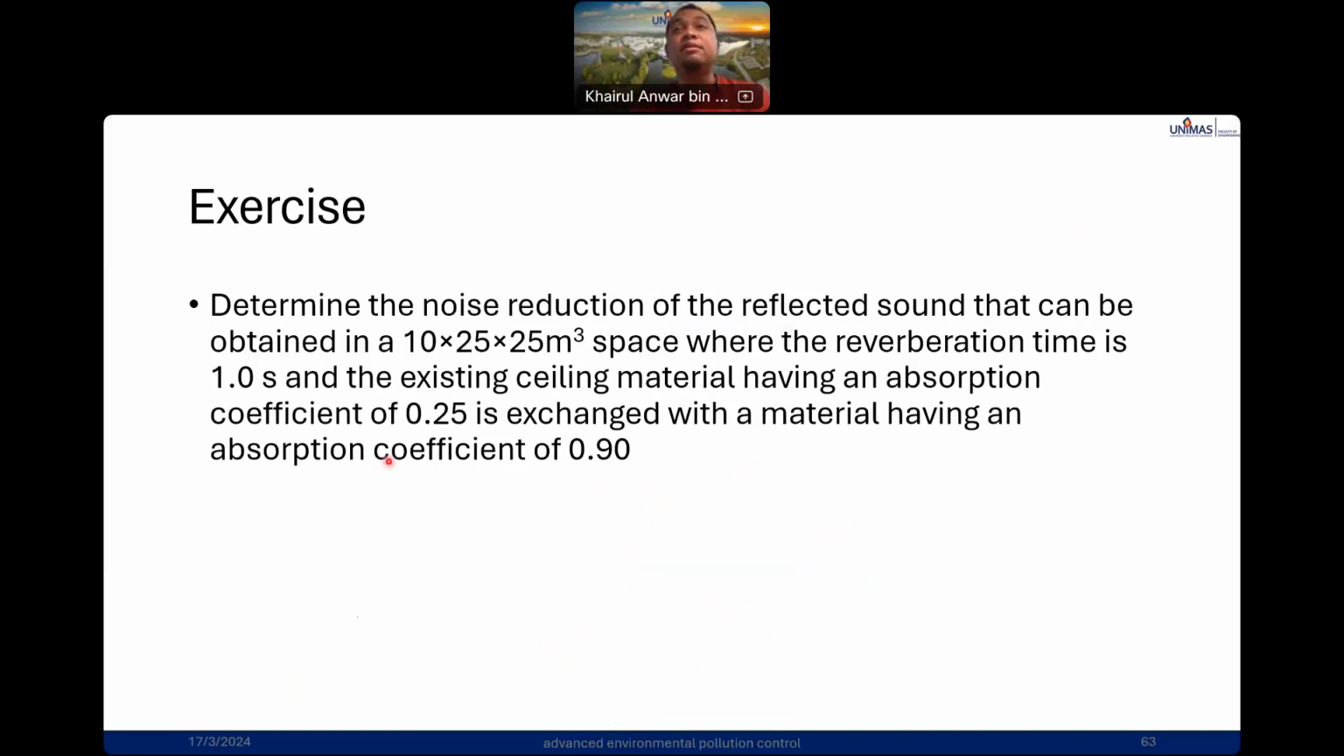You do this. Change the reverberation time and the space. For the ceiling material, the space is 25 times.